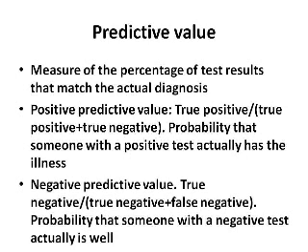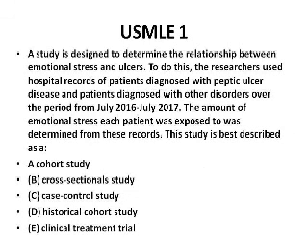Okay, so let's do a couple of USMLE questions that deal with these topics. Let's go with the first one. A study is designed to determine the relationship between emotional stress and ulcers. So to do this, the researchers use hospital records of patients diagnosed with peptic ulcer disease and patients diagnosed with other disorders over the periods from July 2016 to July 2017. The amount of emotional stress each patient was exposed to was determined from these records.